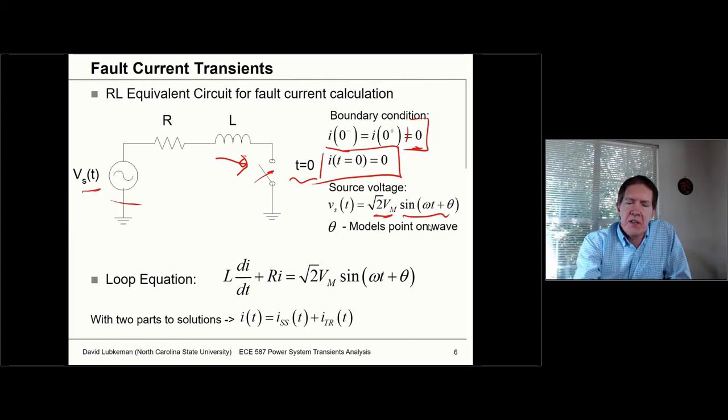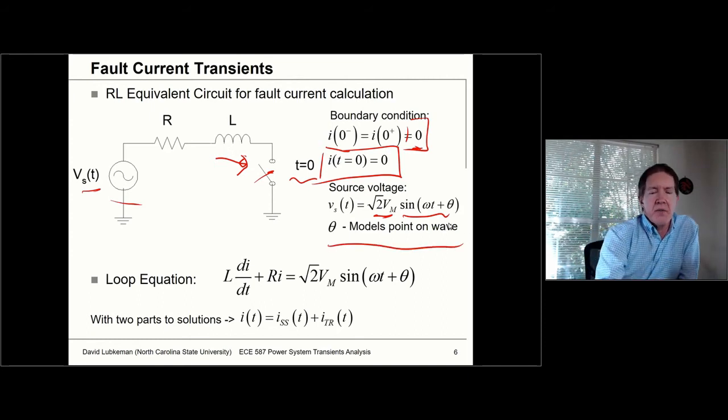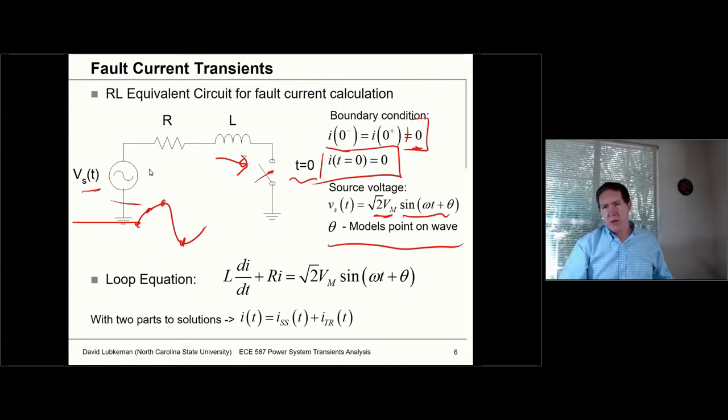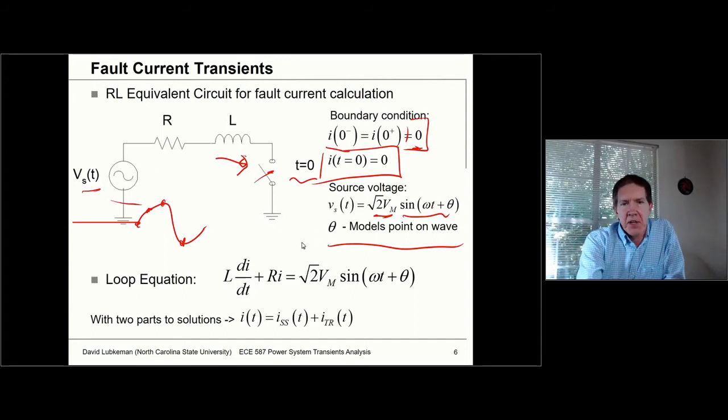And so basically at time equals 0, we're going to have a certain phase associated with that source, which gives us what we call different points on the wave. What would actually happen if I have a sinusoidal source? Maybe the fault occurs at a zero crossing, maybe at a positive peak, maybe at a negative peak, maybe somewhere in between. I could change the voltage at which the fault occurs by changing that value for theta. So that's what we refer to as the point of wave angle.